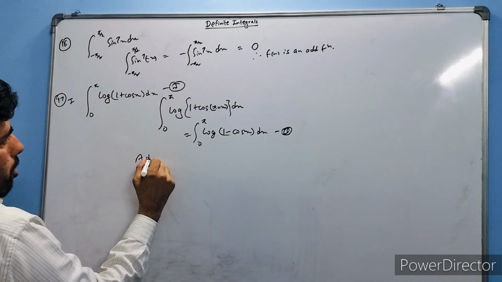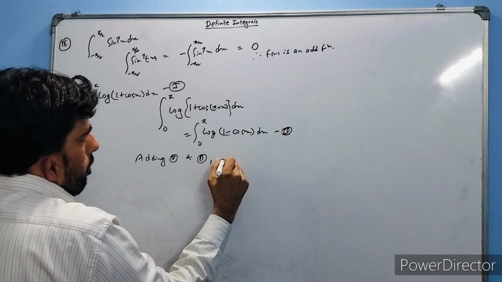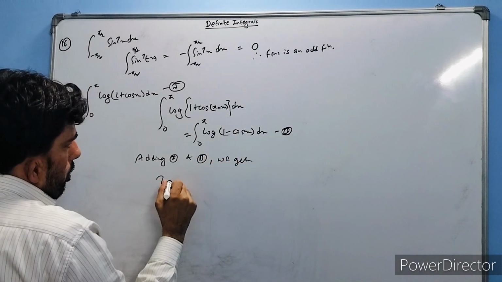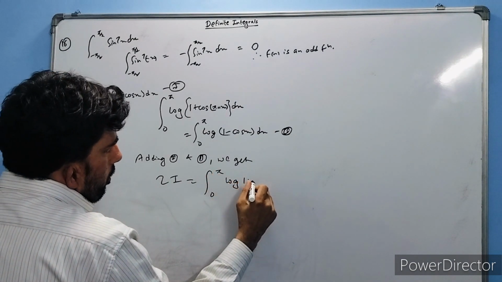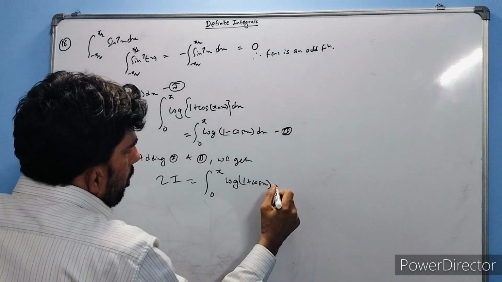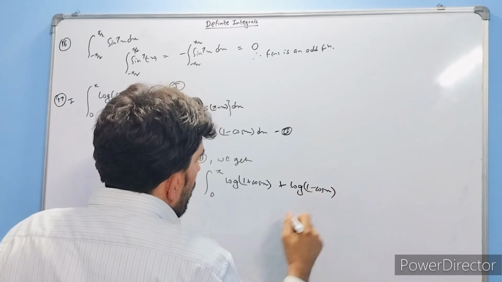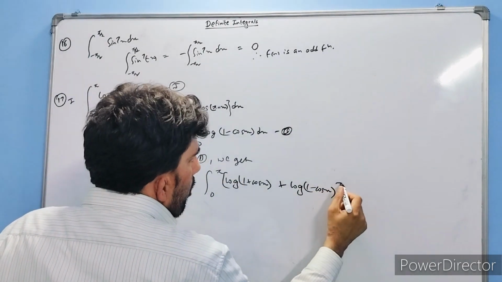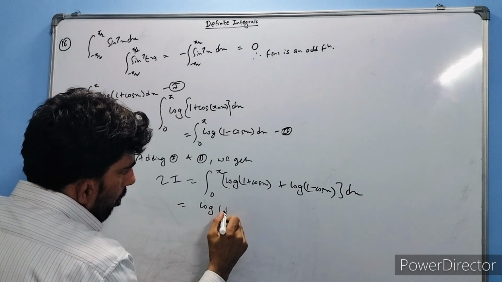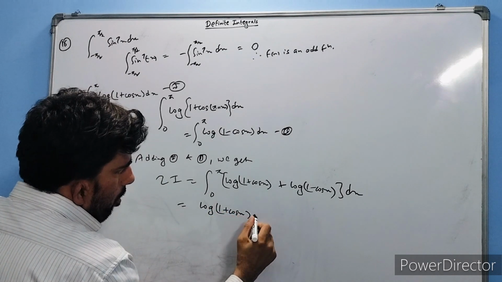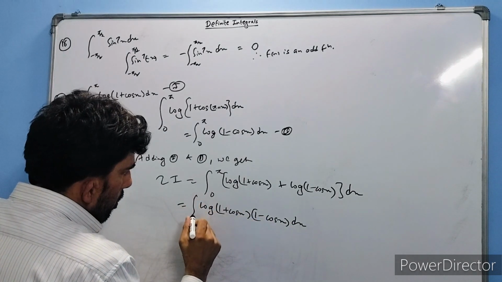Now adding first and second, we get 2I is equal to the integral from 0 to pi of log(1 plus cos x) plus log(1 minus cos x). So log A plus log B, I can clearly write as log AB. So we get log of (1 plus cos x)(1 minus cos x) dx. So what will I get here?